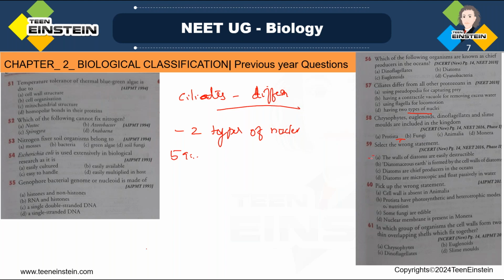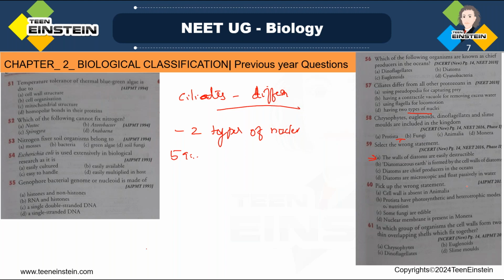So the right answer is the walls of the diatoms are easily destructible. So option A is the incorrect one. It's not easily destructible, it is indestructible. So the first option itself, they have given the walls of the diatoms are easily destructible, so that is a wrong answer. The walls of diatoms, they are indestructible. Okay, we cannot destruct that easily. So that is the wrong statement among the four options, right?